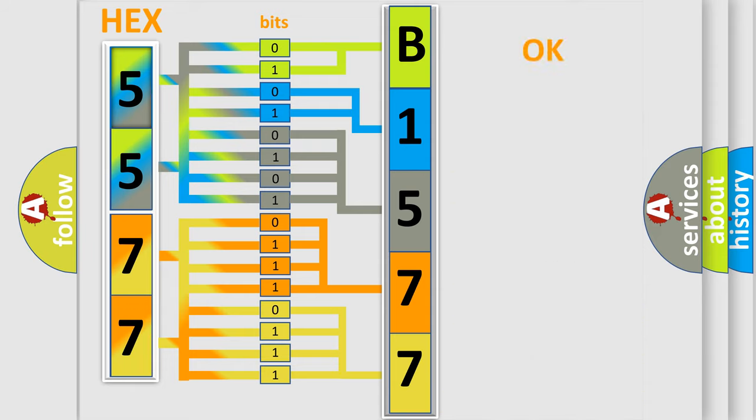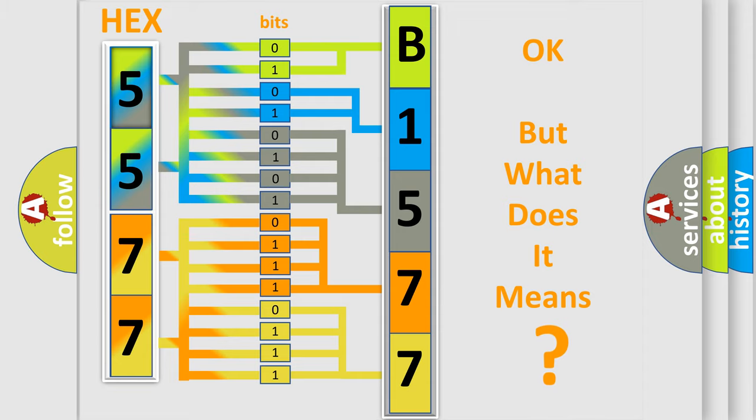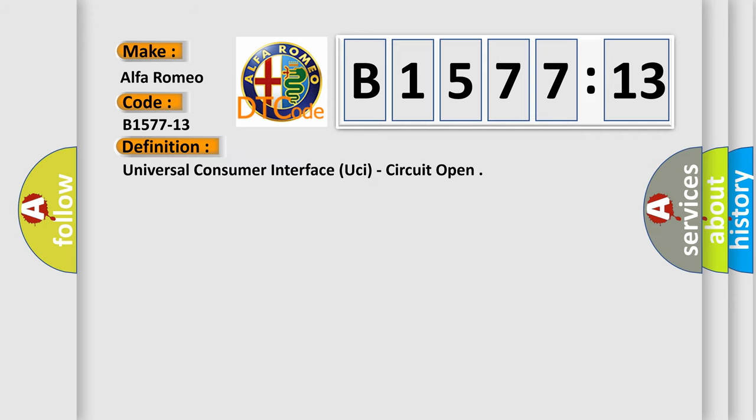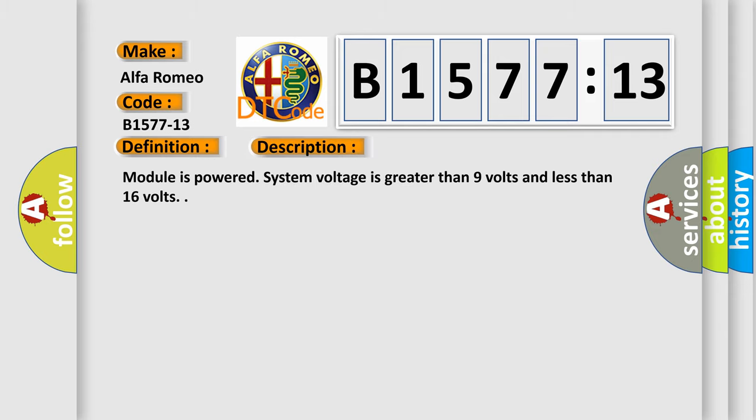We now know in what way the diagnostic tool translates the received information into a more comprehensible format. The number itself does not make sense to us if we cannot assign information to what it actually expresses. So, what does the Diagnostic Trouble Code B1577-13 interpret specifically for Alfa-Romeo car manufacturers? The basic definition is Universal Consumer Interface UCI, circuit open.